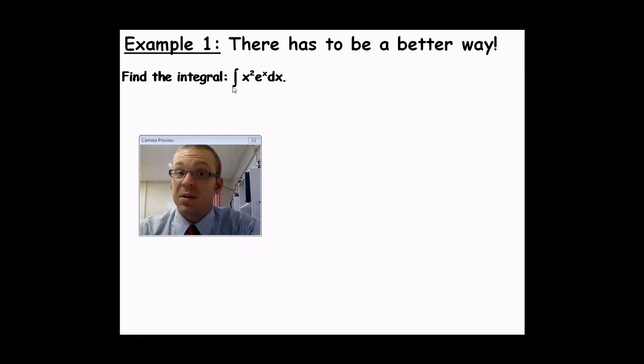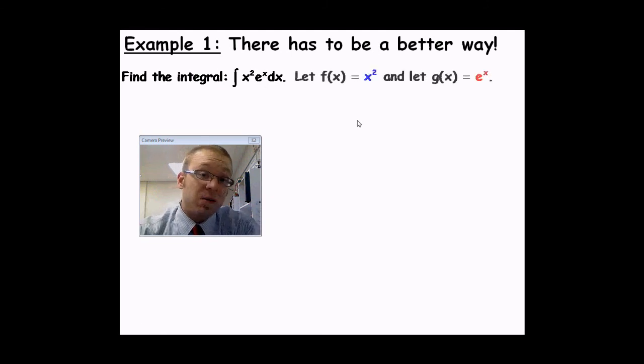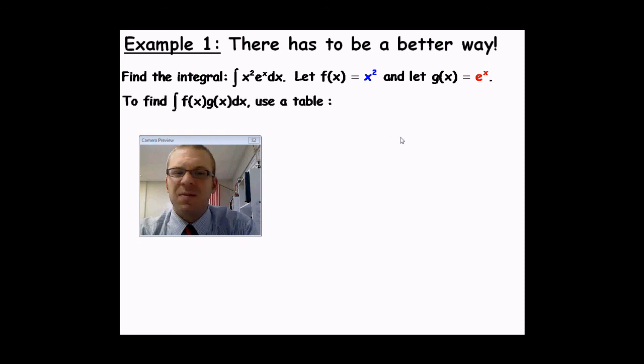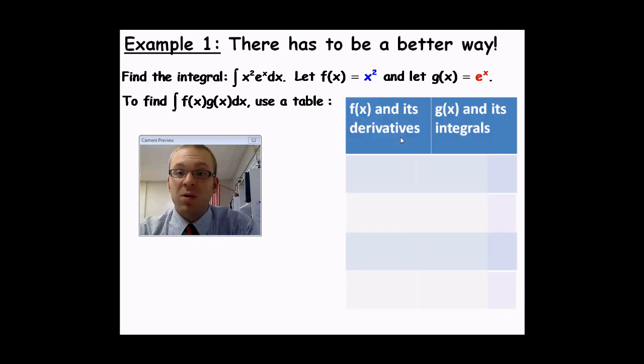If you take a look at this integral of x squared e to the x dx, what you might notice is really what's going on inside of this integral, this integrand, is made up of 2 functions. The first function, let's say, is f of x, and then we'll say f of x is x squared. And the second function is e to the x. Let's call it g of x. So f of x equals x squared, g of x equals e to the x. And to find this integral, to find the integral of f of x times g of x dx, we're going to use a table.